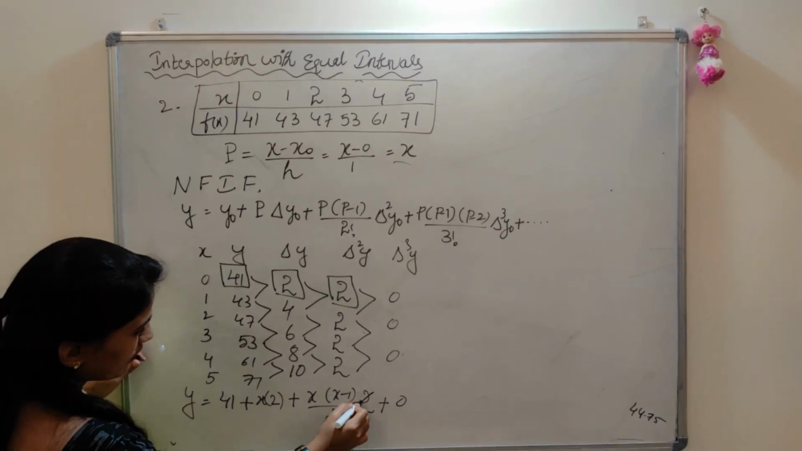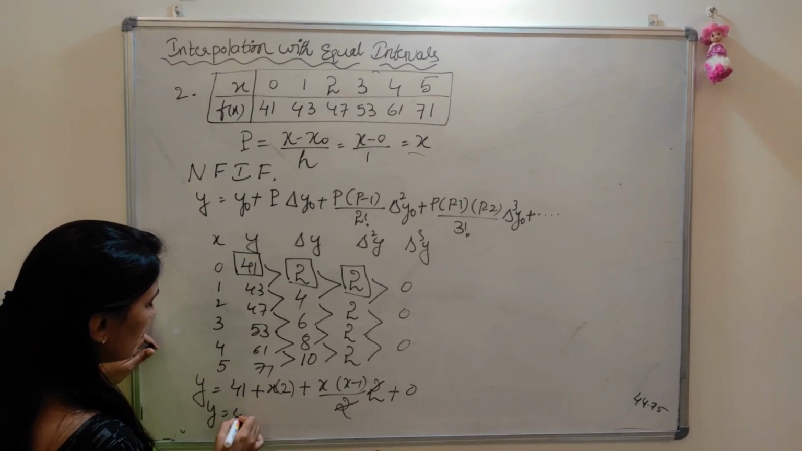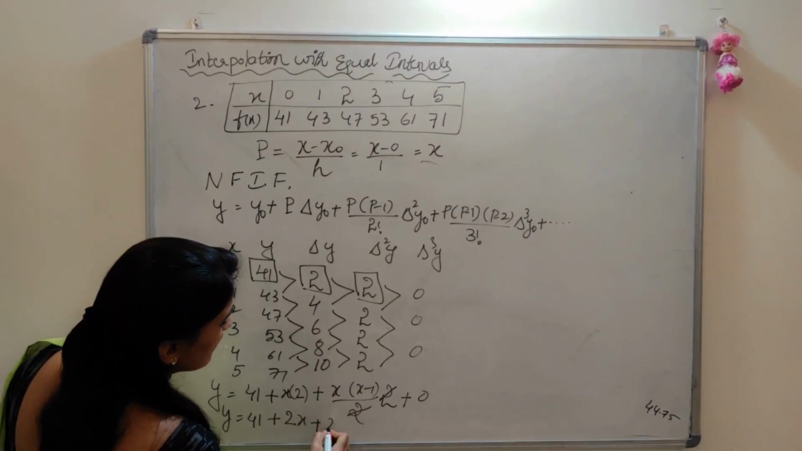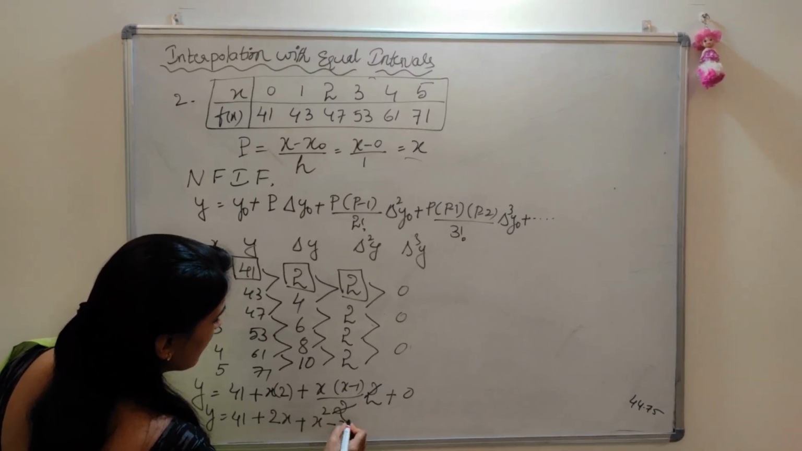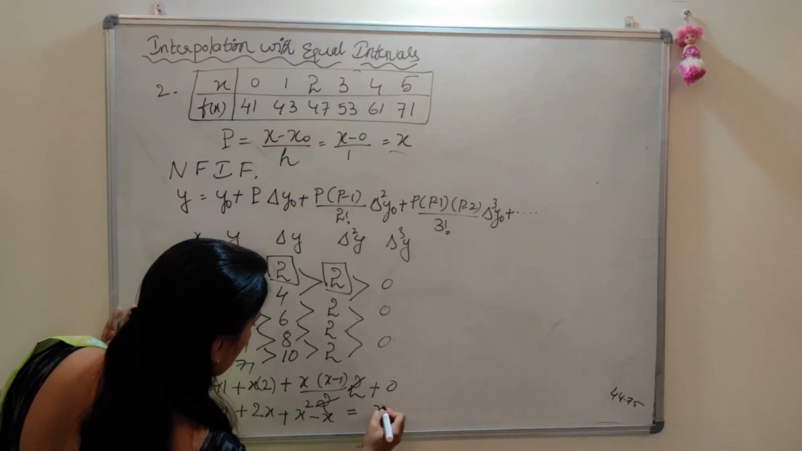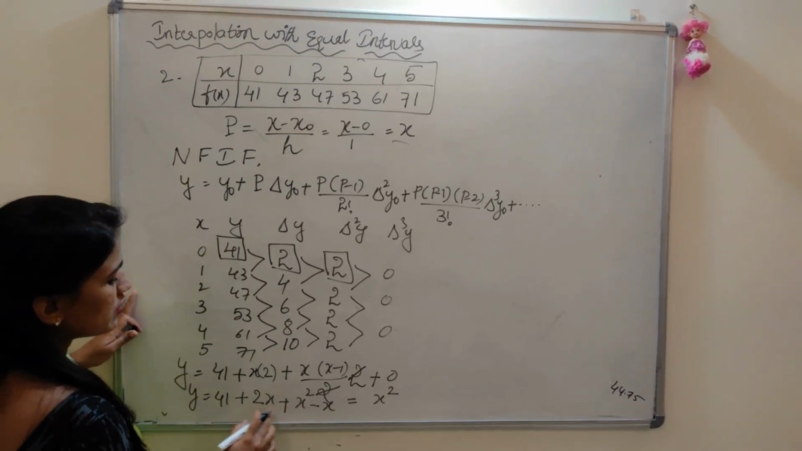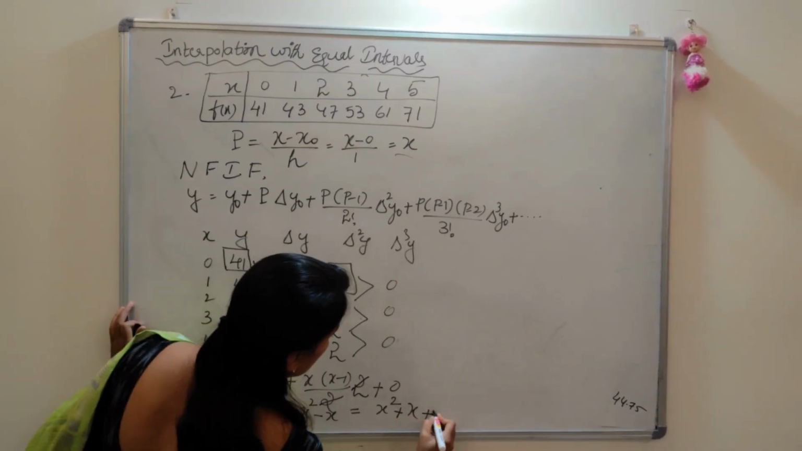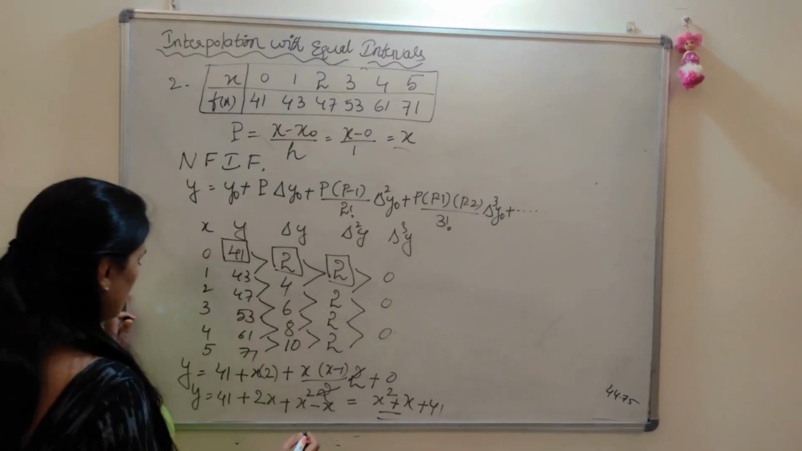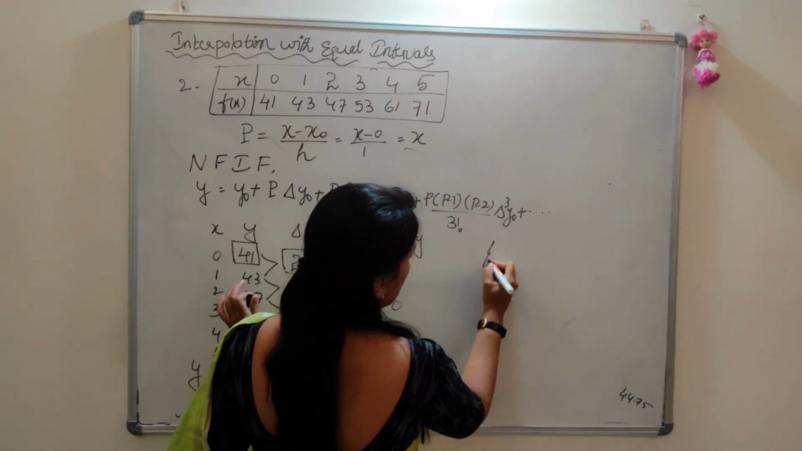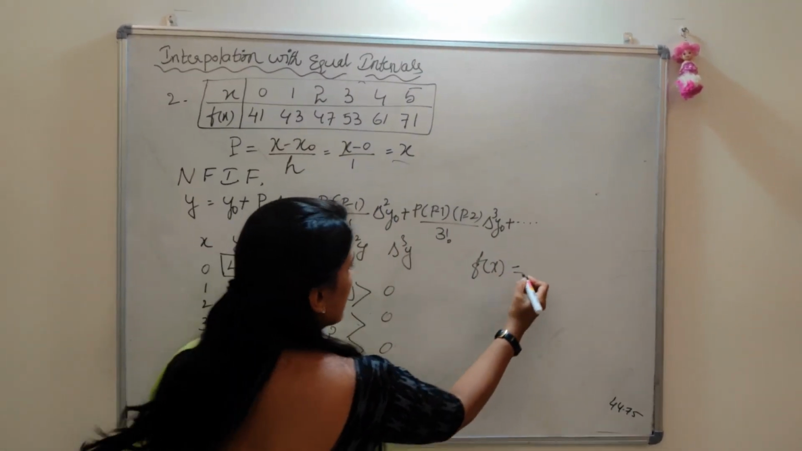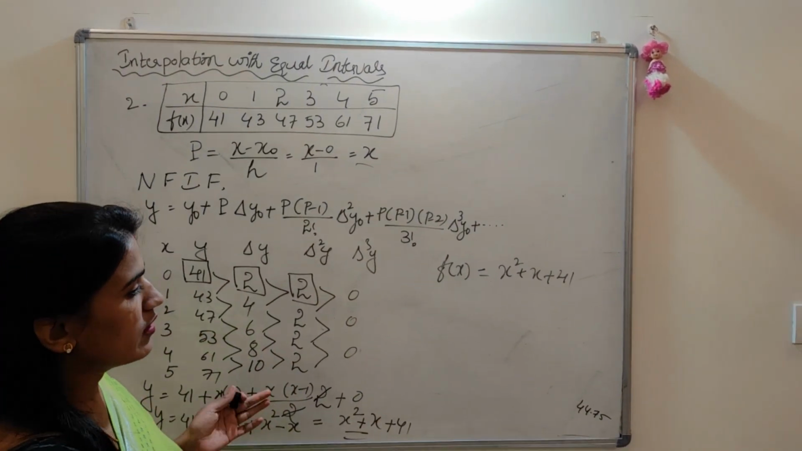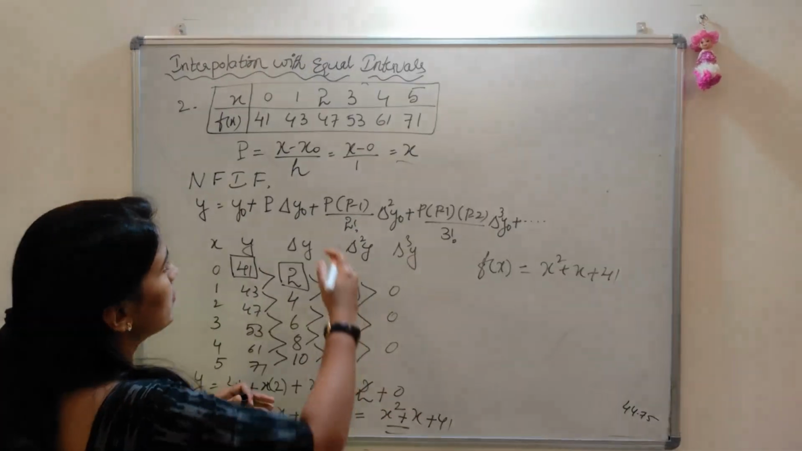So next, 2 and 2 get cancelled. y is equal to 41 plus 2x plus x into x minus 1, which is x square minus x. So by simplifying, x square plus 2x minus x is plus x, and then plus 41. This is the polynomial. So y, otherwise f of x, is equal to x square plus x plus 41.